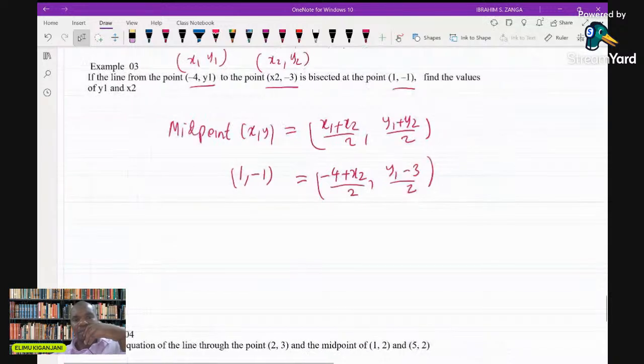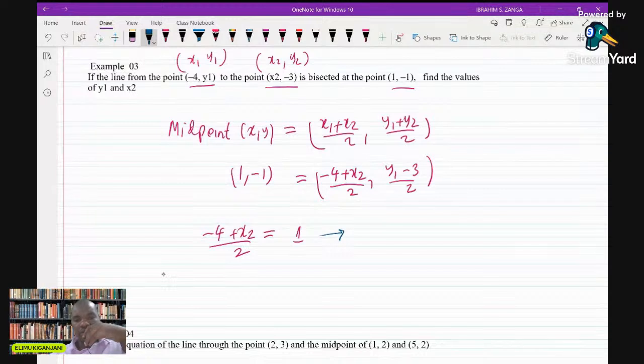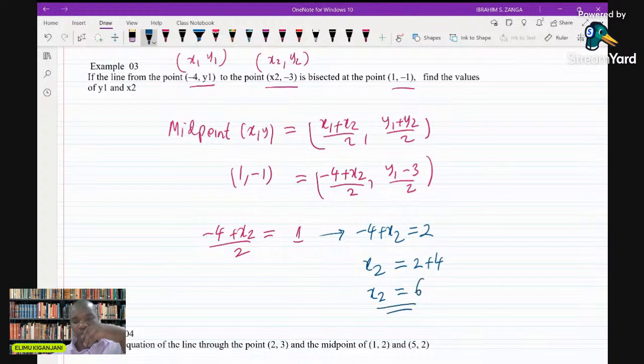So by comparison, dear students, negative 4 plus x2 over 2 is going to be equal to 1. And with this, we'll be having negative 4 plus x2 equals to positive 2. So x2 will be 2 plus 4. x2 will be 6. Yes, students. We go to the second expression.